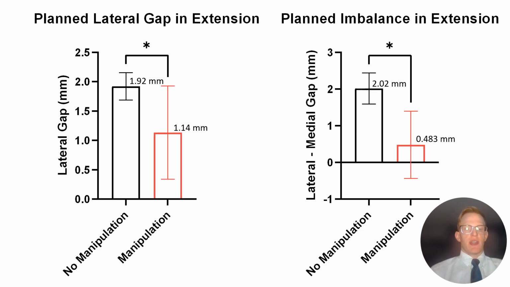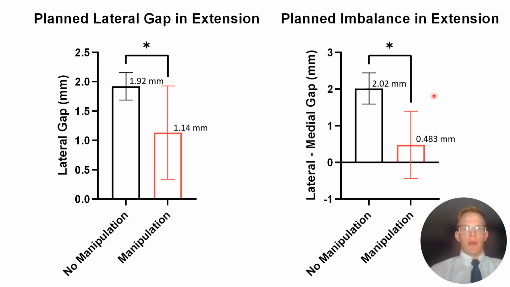We discovered a significant difference in the lateral gap in extension and planned imbalance in extension between patients that required manipulation under anesthesia and those that did not. The lateral gap in extension was significantly smaller in patients who developed arthrofibrosis requiring manipulation at 1.14 millimeters in comparison to those who did not, at 1.92 millimeters.